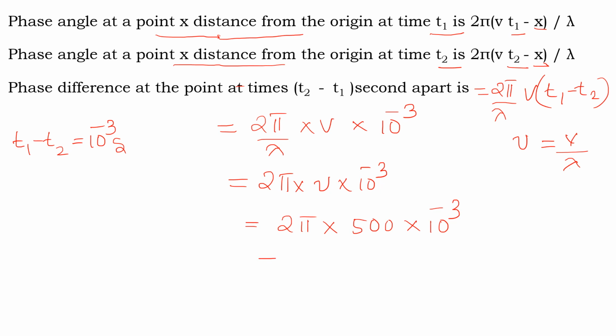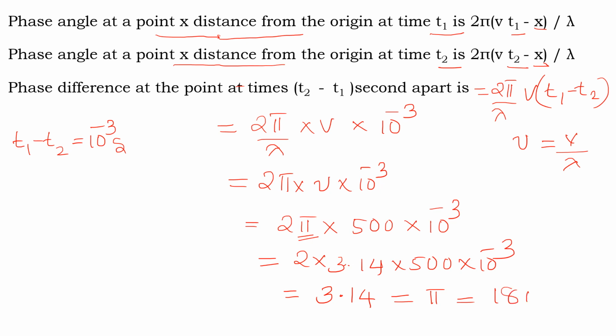Substituting the value of pi as 3.14, that is 2 into 3.14 into 500 into 10 to minus 3. This will give 3.14, that is pi or 180 degree. That is, the phase difference between the 2 points at a particular point at a different times is 180 degree.